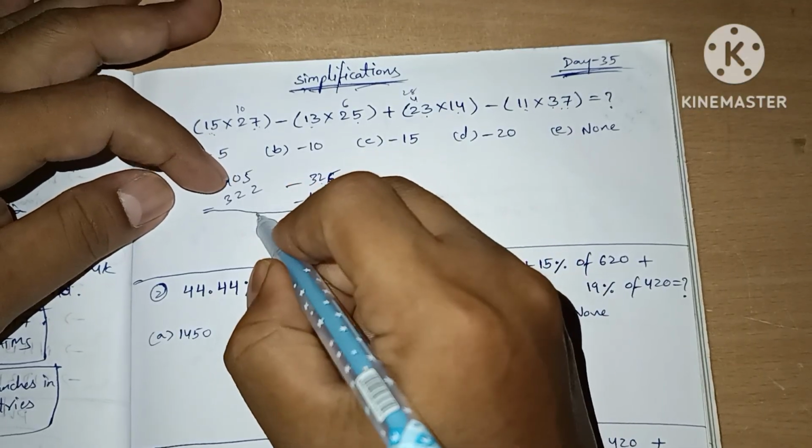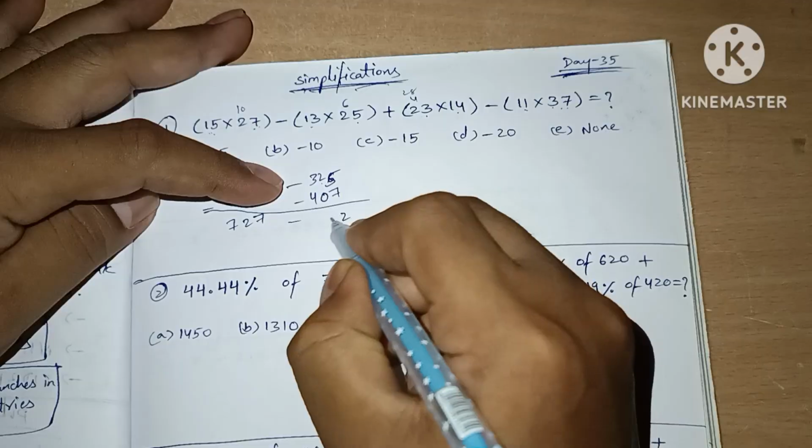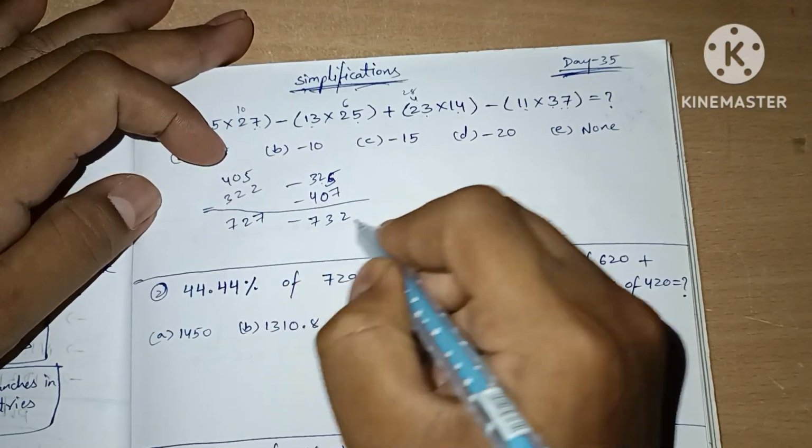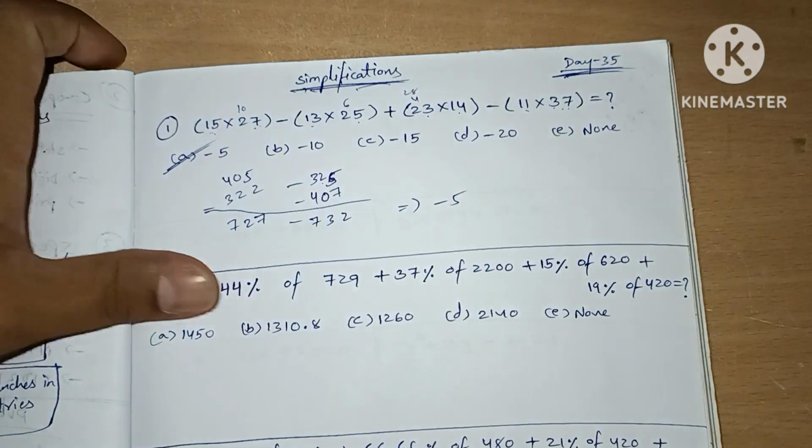Here we have 7, 2 and 7. Here we have 2, 3, 7. So the difference between these two is minus 5. So the answer will be option A.